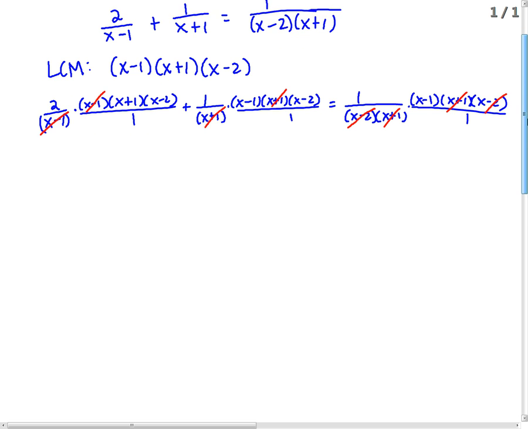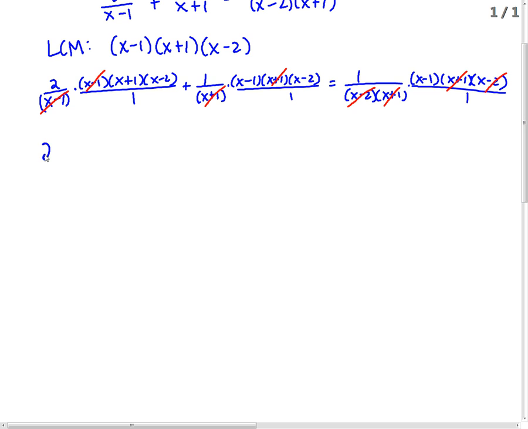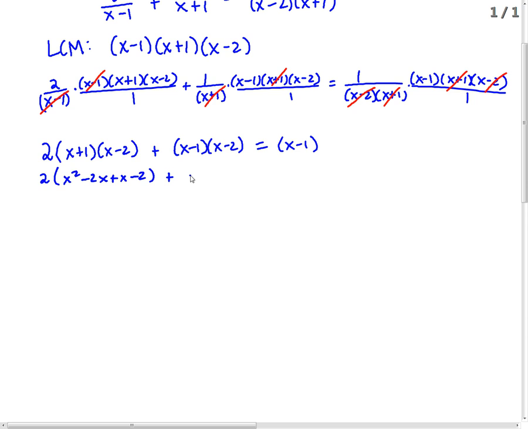Scroll down a little bit. Now we're going to clean this up. This is 2 times x plus 1 times x minus 2 plus x minus 1 times x minus 2 equals x minus 1. Now we're going to distribute all this out. So I'm going to leave the 2 here for now. This is x squared minus 2x plus x minus 2 plus x squared minus 2x minus x plus 2 equals x minus 1.